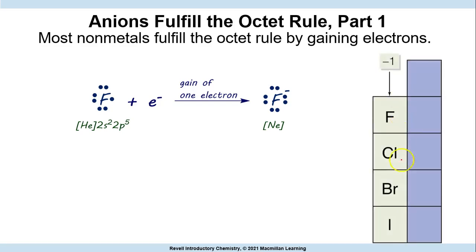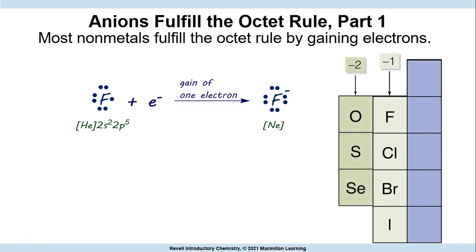So all the group 7 elements gain 1 electron to attain the octet. And for the group 6 elements, we have oxygen, sulfur, selenium. All the group 6 elements will gain 2 electrons to attain the octet. For group 5, it will be the same. The group 5 elements will gain 3 electrons to attain the octet.